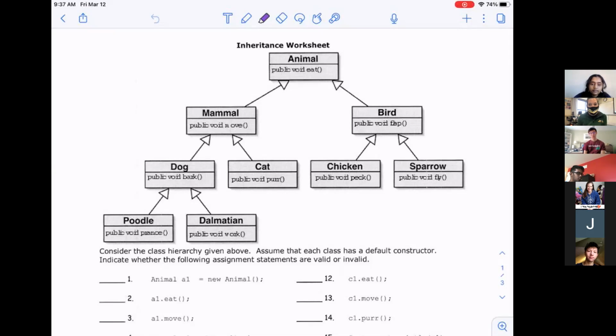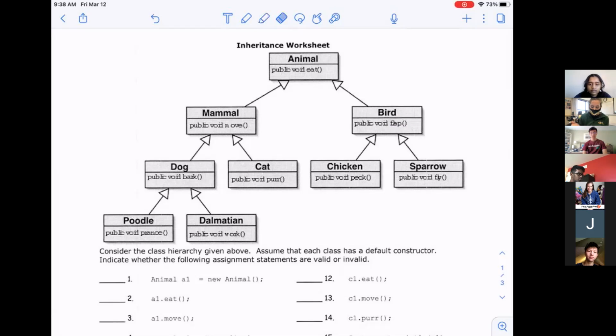When we look at this worksheet, what I want you to recognize is that we have the class name, we have our inheritance structure, and then we have these methods. Remember with inheritance, the way it works is that a method filters to anything below it. For example, since eat belongs in animal, everything on this chart can eat. On the other hand, flap only belongs to bird. So the only thing on this chart that can flap is a bird, a chicken, or a sparrow.